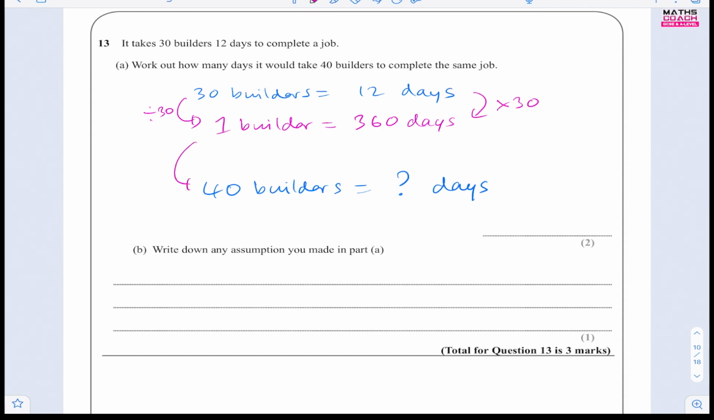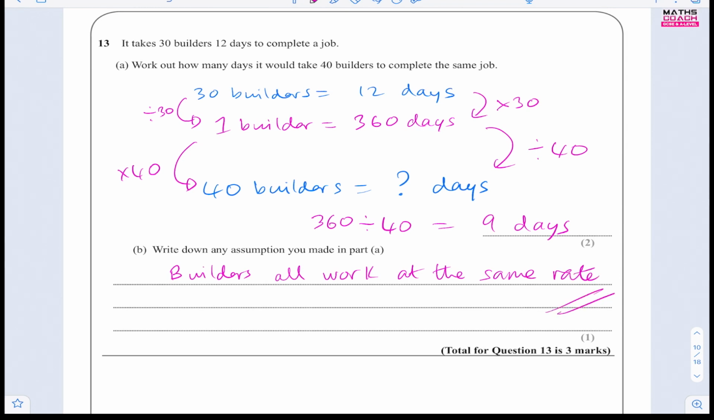And we just go back up to 40 on this side, so we'll multiply by 40, and again we'll divide this side by 40. So 360 divided by 40, and that gives us 9 days. And that makes sense because if it takes 30 builders 12 days, then 40 builders will take less time. Part B, it says write down any assumption you made in part A. Well, the assumption is that the builders will all be working at the same rate. So we could write that down.